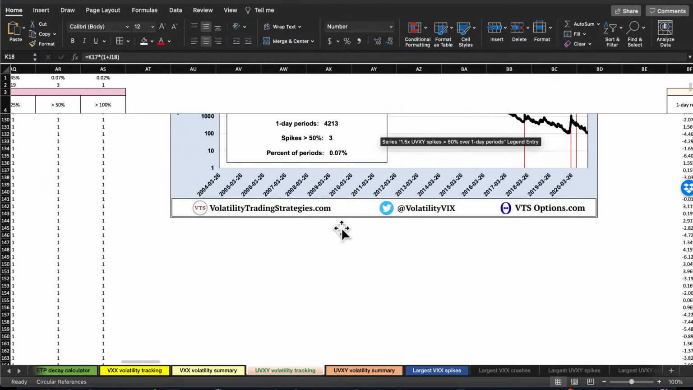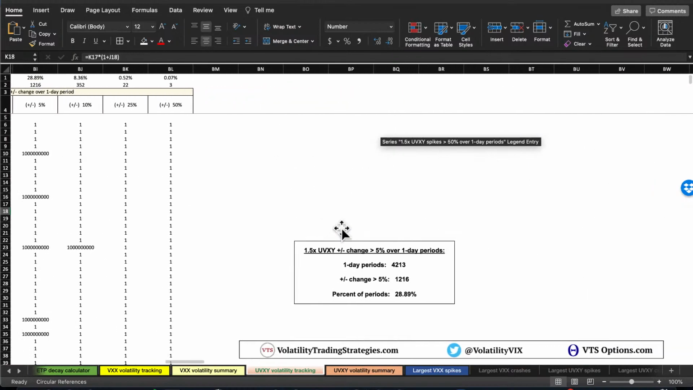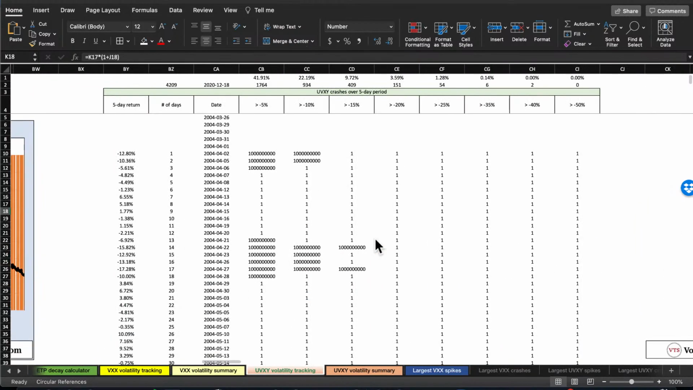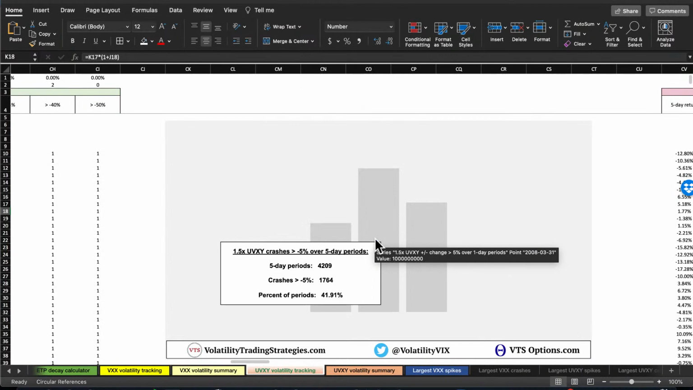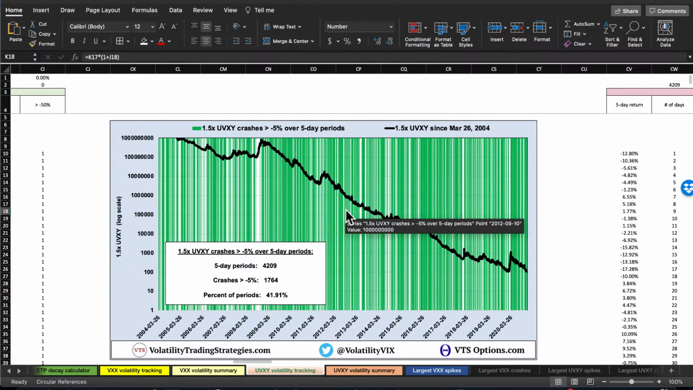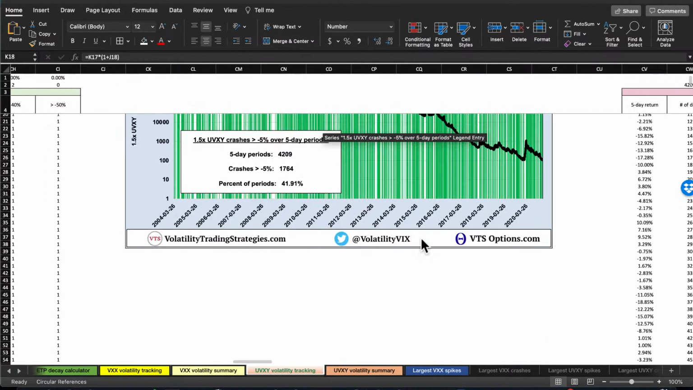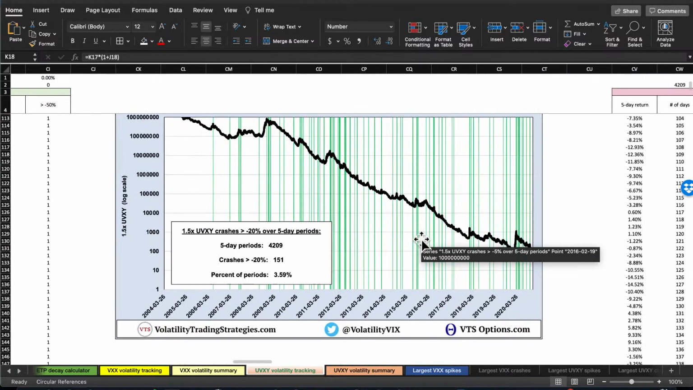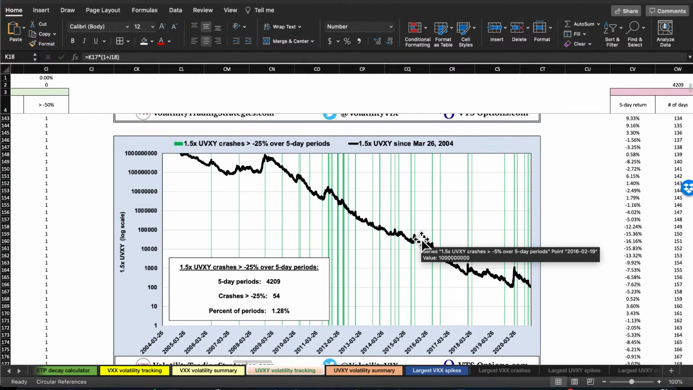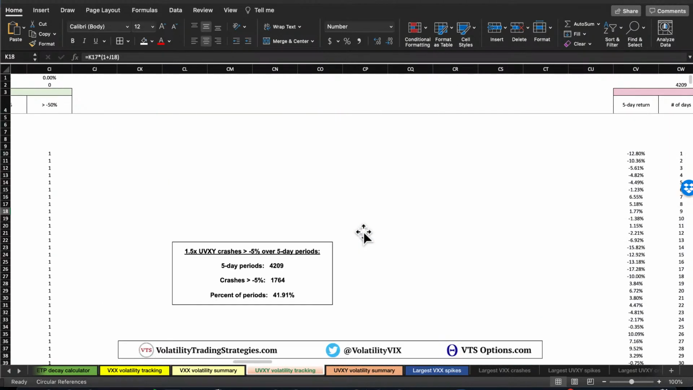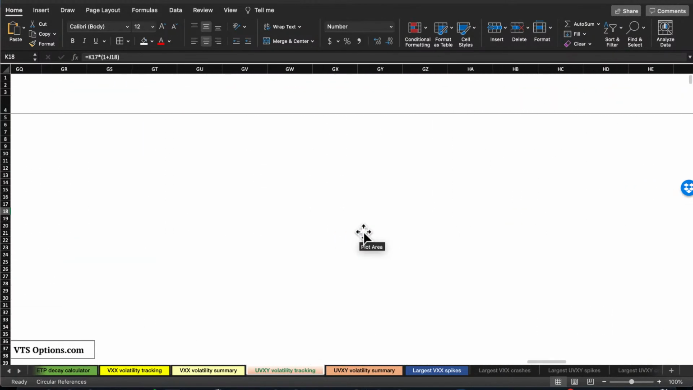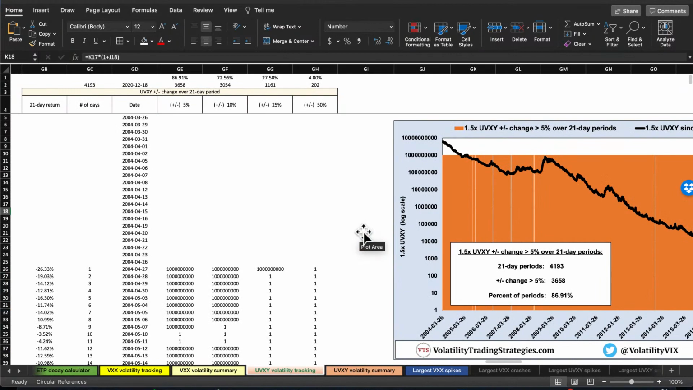0.07% of the time. How many times does it go more than that, right? So this is just 5%. Knowing myself, I haven't looked at this in ages, but I probably did more. This is over a 5-day period. How often does the UVXY crash more than -25% over 5-day periods? 54 times, or 1.28% of the time. I have all these numbers. Let me look for the bigger ones.